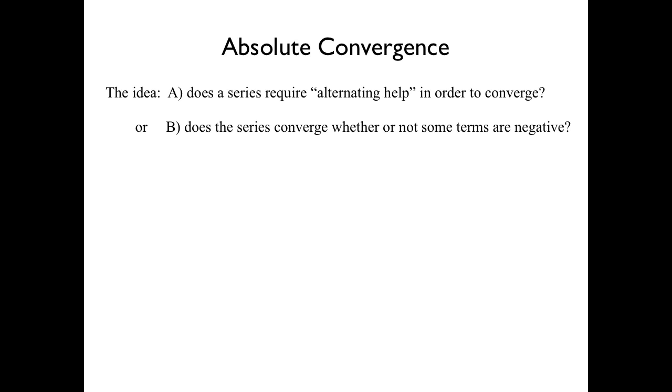B. It converges no matter what, right? So it's absolutely convergent, meaning you can take half of them to be negative or not, and it still converges. That's the idea of absolute convergence. So if B, then the series converges absolutely. So mathematically, what does that mean?